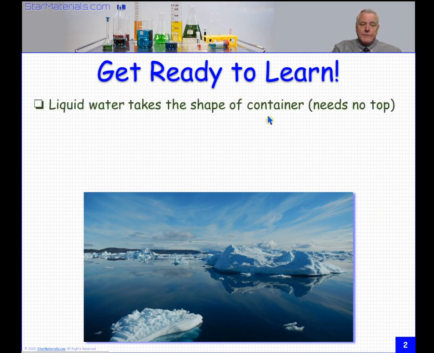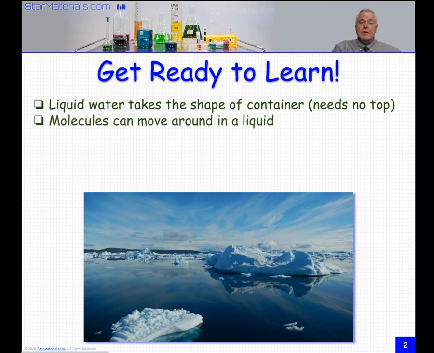Liquid water takes the shape of its container. Think about a glass of water. Doesn't need a top. Well, at least not on Earth, where they've got gravity keeping it in.